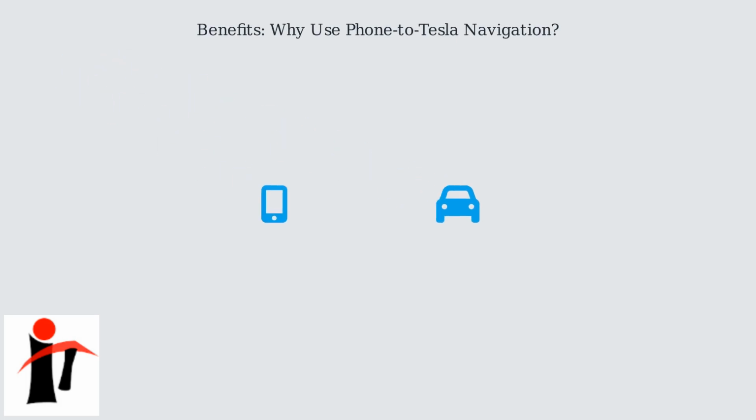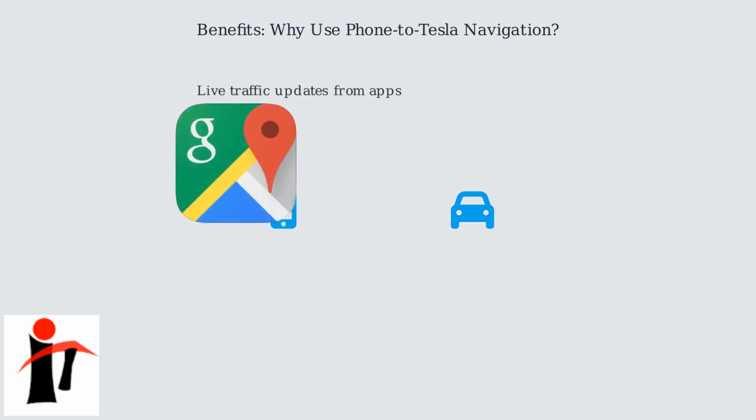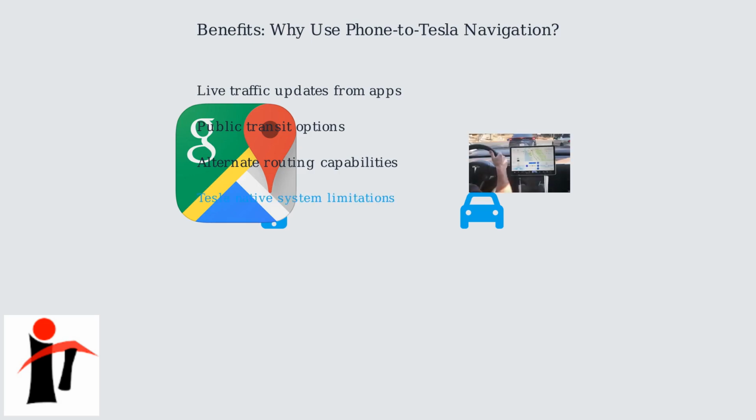Sharing routes from your phone to Tesla offers several key benefits that enhance your driving experience. First, you can access live traffic updates directly from popular navigation apps, providing real-time information that's often more accurate than built-in systems. Second, phone apps offer public transit options, allowing you to combine driving with buses, trains, or other transportation for complete trip planning. Third, you gain access to alternate routing features that Tesla's native navigation might not provide, giving you more flexibility in route choices.